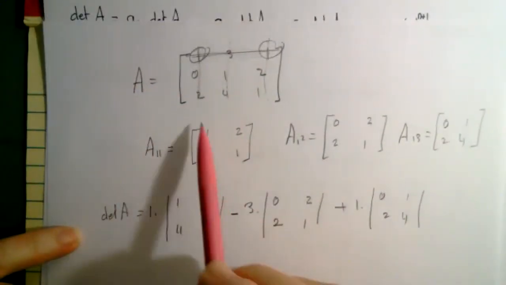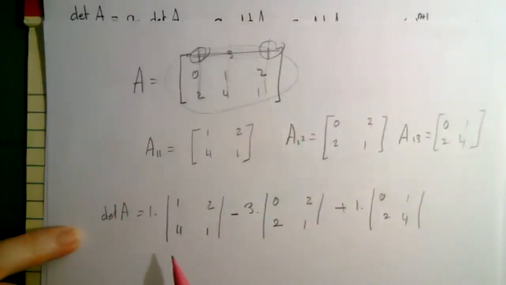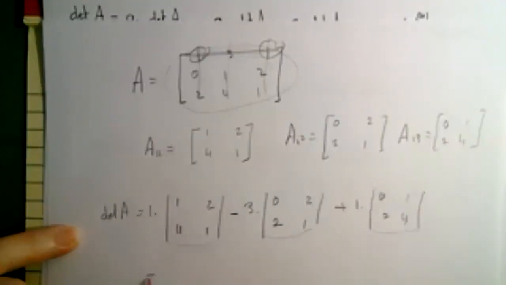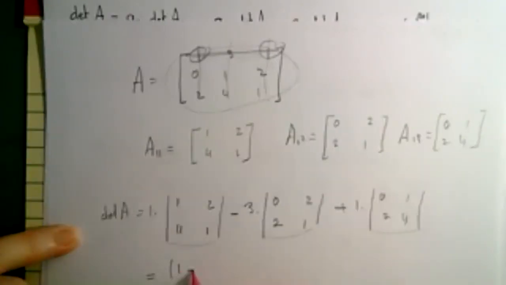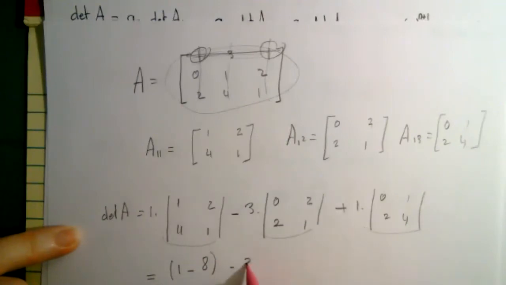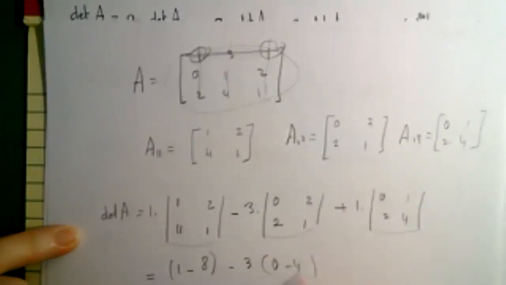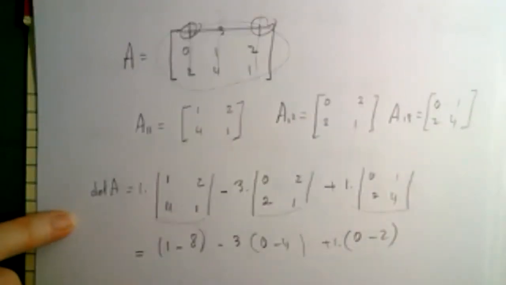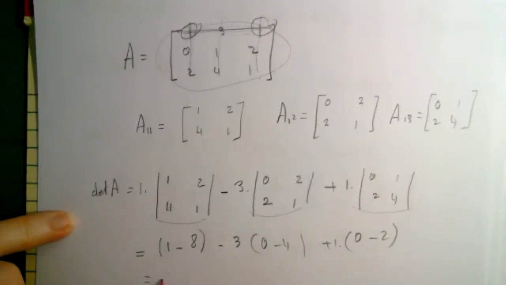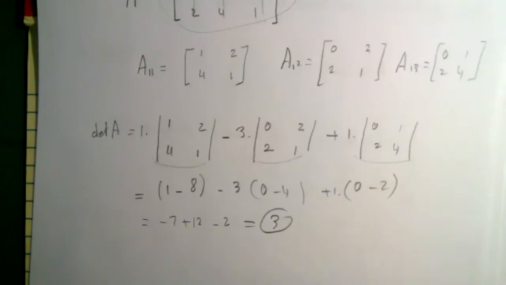So to find the determinant of a 3 by 3 matrix, we actually have to find the determinant of 2 by 2 matrices, and 3 of them. Now the rest is we just compute. For 2 by 2, I just gave you the definition. It's 1 minus 2 times 4 minus 3 times 0 minus 4 plus 1 times 0 minus 2. Now I do the math, I will get minus 7 plus 12 minus 2, which is going to give me 3. So the determinant of my matrix is equal to 3.